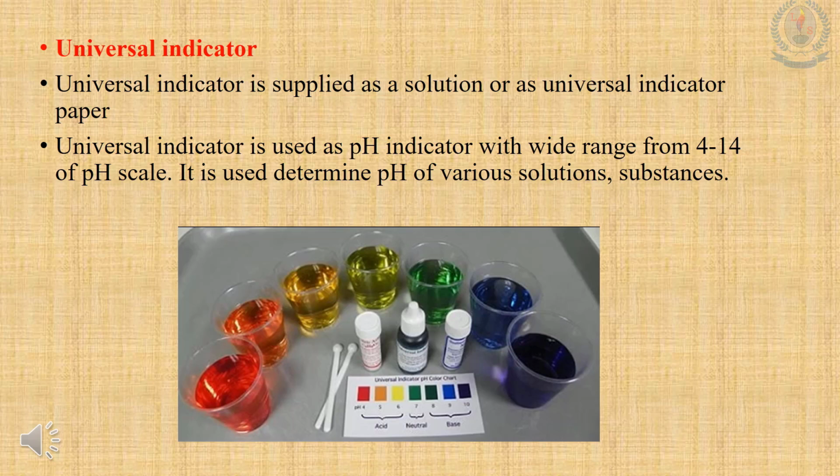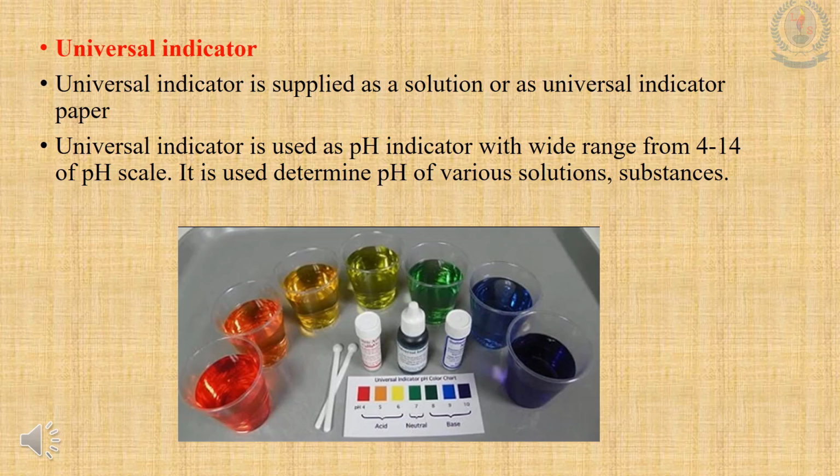Universal indicator is another indicator. Universal indicator is supplied as a solution or as paper. It is a mixture of several different indicators. Universal indicator can show us how strongly acidic or alkaline a solution is. This is measured using the pH scale, which runs from pH 4 to 14.